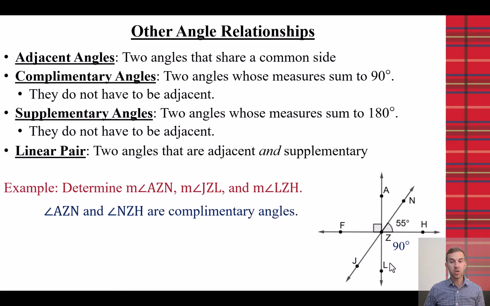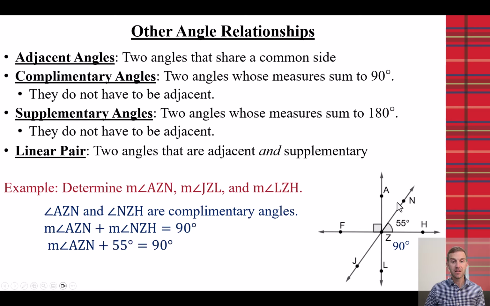Now, say we want to look then at NZH and AZN. So AZN is up here, and we know that AZN and NZH have to then be complementary because each of these larger angles, HZA, has to be 90 degrees. So their sum has to be 90 degrees, which means AZN must be 35 degrees. That's the only possible option.